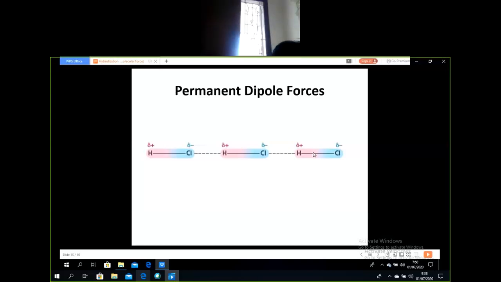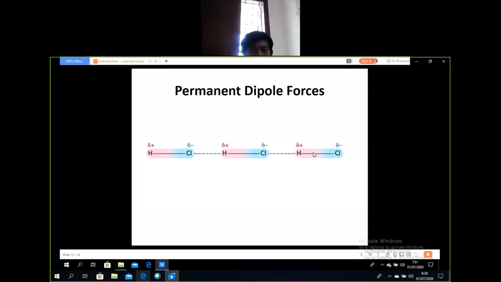For instantaneous dipole forces, the example is iodine. And then also chlorine gas, chlorine with chlorine, fluorine with fluorine. They do not have an electronegativity difference. So they are instantaneous dipole. They have low melting and boiling point.